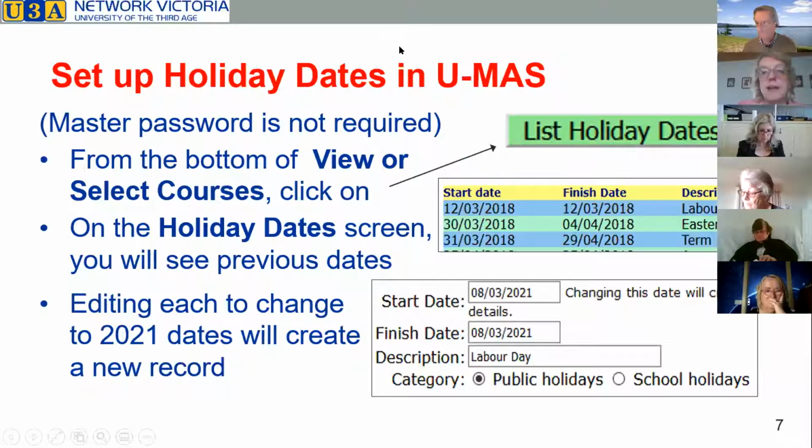You need to set up the holiday dates before you start on the courses as well. And in the View and Select Courses, there's a button for that under List Holiday Dates. If you click on that, you'll see a list of the previous dates that have been registered. And here there's 2018 ones because I've got this off the test system and we didn't update it. To create new ones for this year, you can simply edit the ones with a similar name from last year. So here, I've clicked on the Labor Day one, and I've just changed the dates to this year's dates.